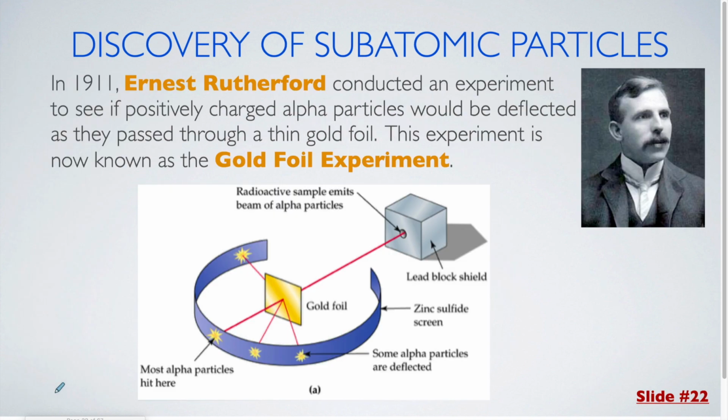All right, next up, in 1911, Ernest Rutherford conducted an experiment to see if positively charged alpha particles would be deflected as they passed through a thin gold foil. This experiment is known as the gold foil experiment. So this foil is essentially the same as what you would consider like aluminum foil. It's just made out of gold, so similar thickness. And in our experiment here, you can see that you have your alpha particles being shot from this block. It's hitting the gold foil and then passing through.